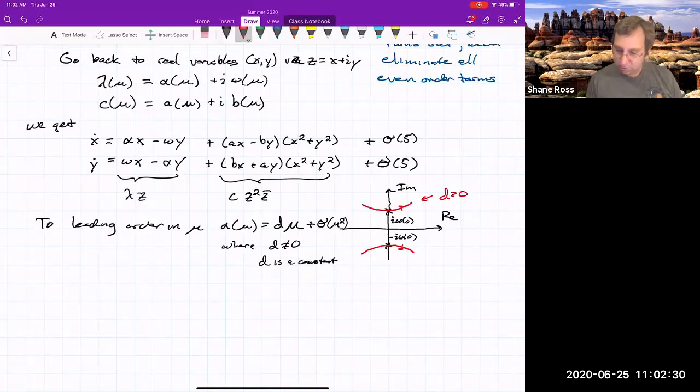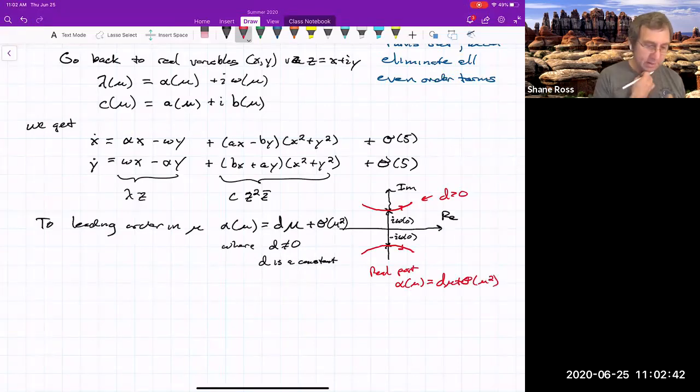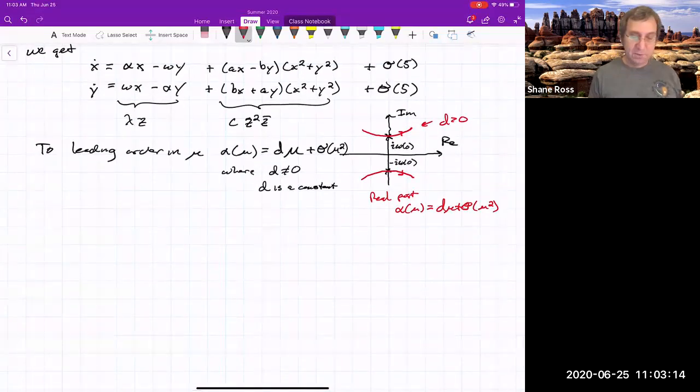So we're writing the real part, alpha of mu, equals d mu plus something second order in mu. With d greater than zero, the equilibrium point goes from being stable to unstable. Having your two eigenvalues in the left half plane means stable, and then in the right half plane, the real part is positive, so it goes unstable. And right along the imaginary axis, oh wow, we have a 2D center manifold. And what do you know, related to center manifolds, there's going to be bifurcations, this thing called the Hopf bifurcation.